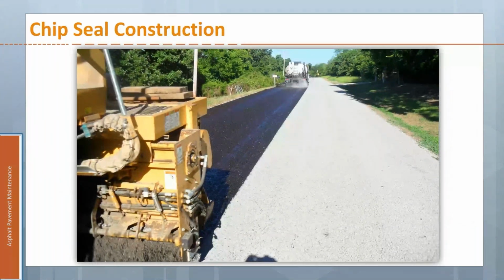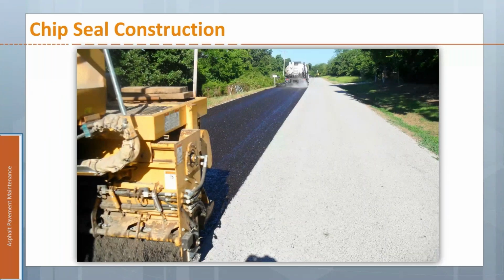All right, so chip seal construction. How does this actually happen? Well, in the picture you can see up ahead, there is the distributor truck with the spray bar on back. That spray bar is spraying the emulsion and putting a nice thick coat, not too thick, but a nice coat of emulsion down on the surface.